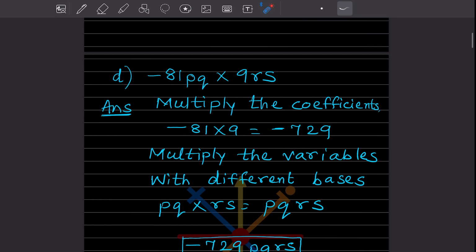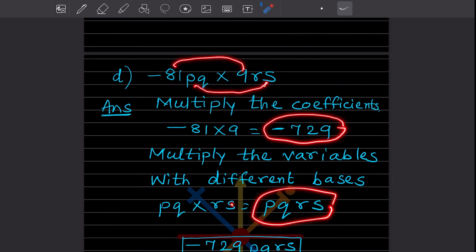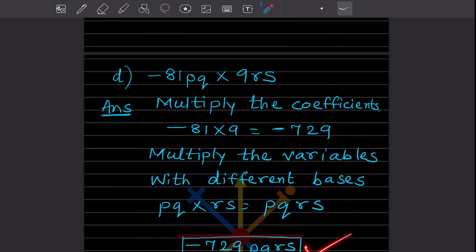Next problem says that this is multiplication. Okay, here is multiplication, so be careful. Now this is minus 7 into 9, so you have to multiply the coefficients, that is minus 7 times 9. Then what are you going to do? Multiply the variables PQ into RS, that is PQRS. Then bring this together, multiply this together, means minus 63 PQRS.